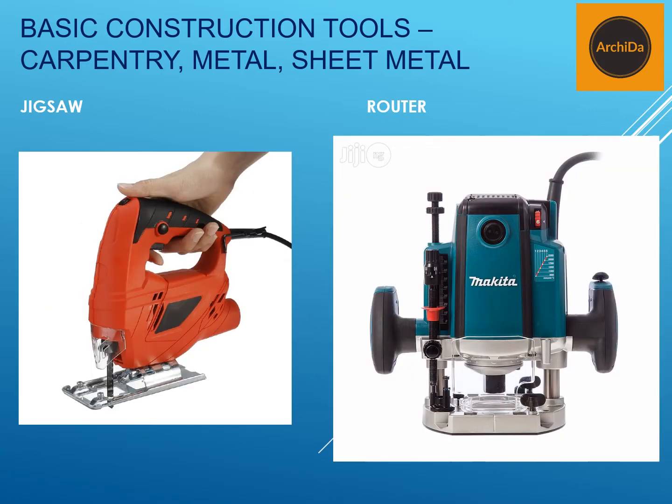The next set of power tools is the jigsaw and the router. The jigsaw is used for small segments of cutting, either wood or steel or aluminum. Do not use your jigsaw for cutting whole boards. While for the router, this is used for doing circular cuts, doing edge cuts.